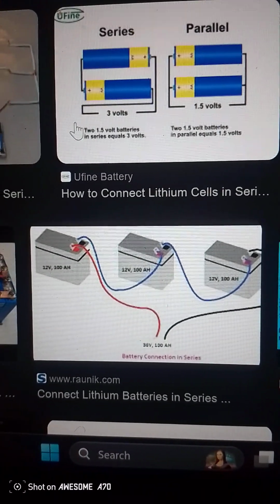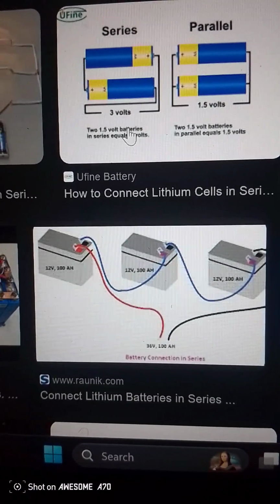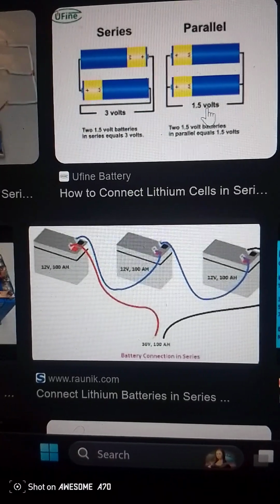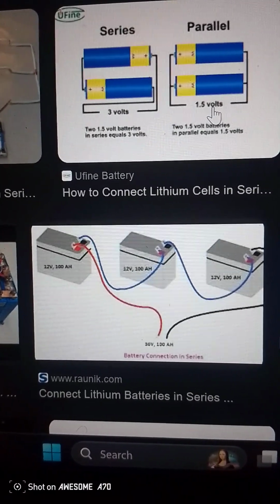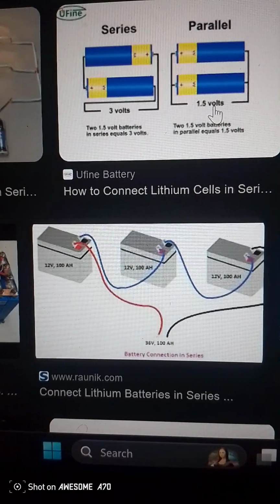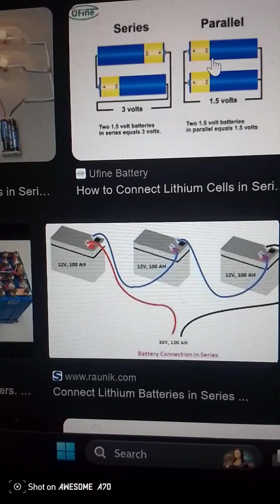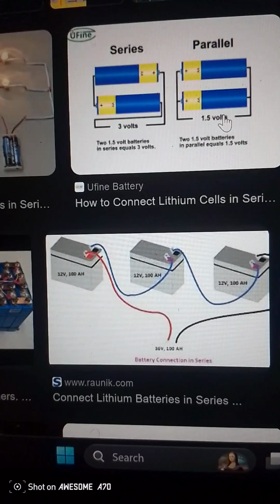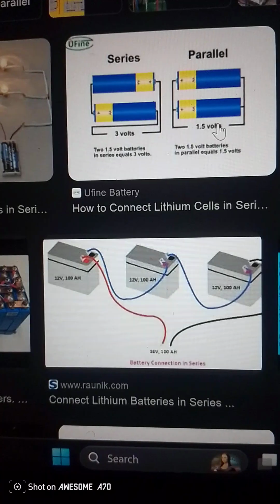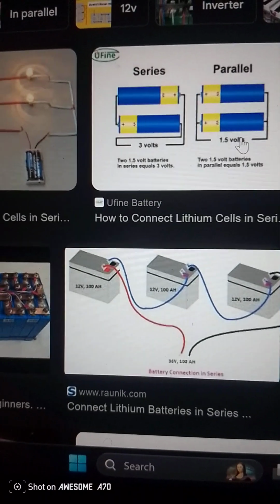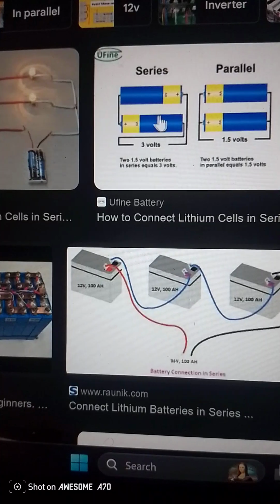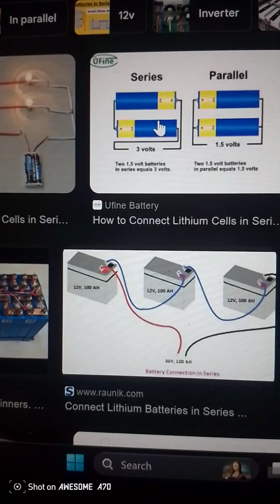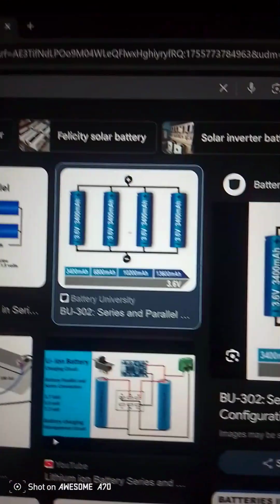Because here we are having looping in series of two batteries, we are having 3 volts, right? While here, in parallel connection, we are having 1.5 volts. That means each battery is 1.5 volts. Looping in parallel, we achieve high amps and maintain the volts. While in series, we maintain the amps and get high volts. Okay.